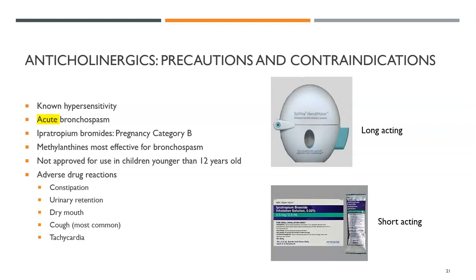The methylxanthines are the most effective for bronchospasms. Now, anticholinergics are not approved for use in children younger than 12. And I've got some pictures of the long acting and short acting for you. Let's see. So some of the things that they may complain about, they may have constipation, dry mouth, tachycardia. They may complain of a cough, which is usually one of the things they complain about the most, or urinary retention.